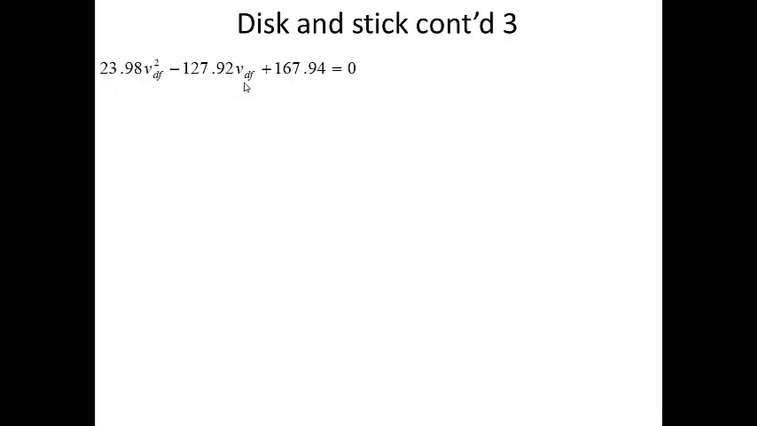Now notice this is now in the form of the quadratic formula. So we can use the quadratic formula to get that VDF is equal to 3 or 2.33 meters per second. Now you may be asking yourself, which one should you use? Well, you need to use the 2.33 because remember, the initial speed of the disk was 3. So the 3 would be a scenario where it didn't hit the stick at all. And we know it did hit the stick, so this needs to be our answer.